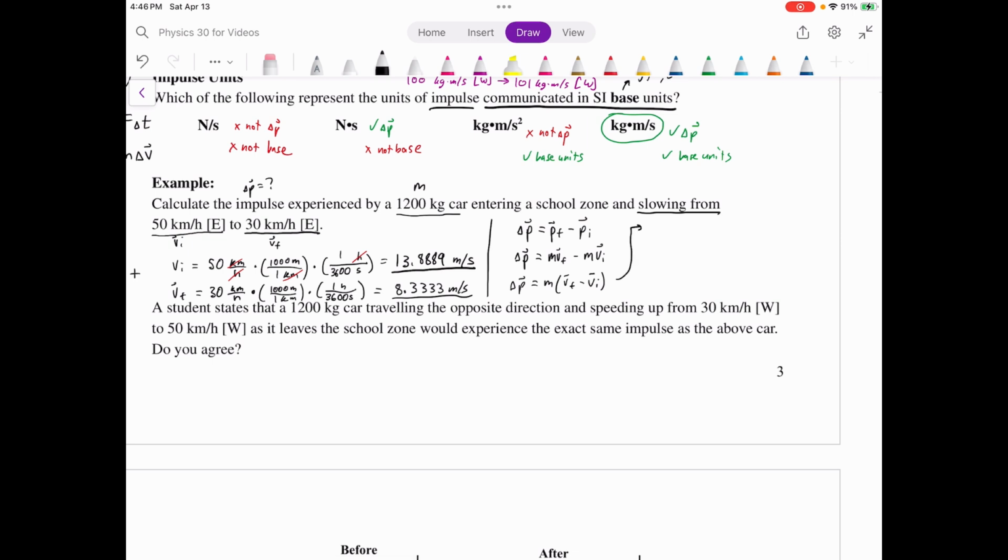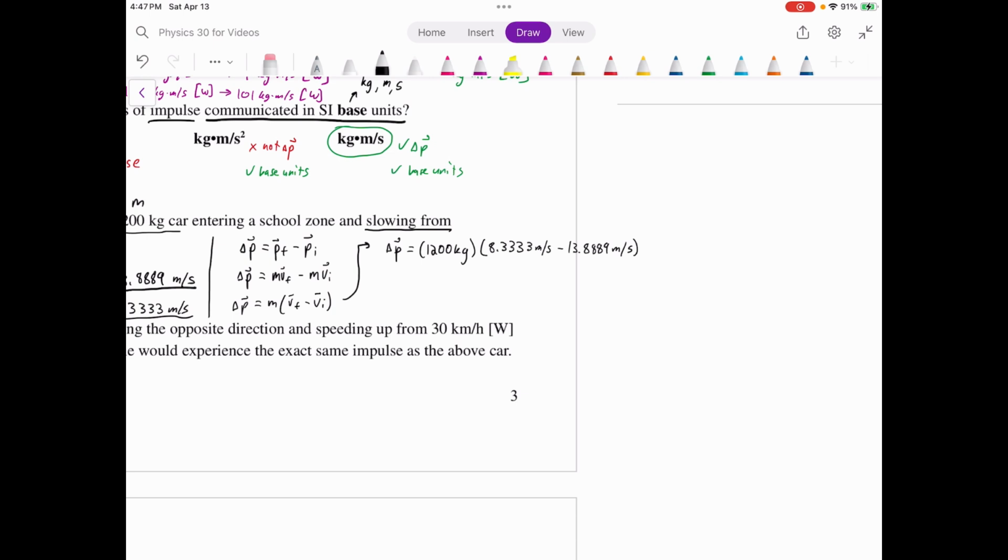So again, I'm calling east positive, so I'm going to make both of those velocities positive when I actually put them in here. And being careful not to mix up final and initial, right? So it's final minus initial. And our mass was 1,200 kilograms, so I'm going to do 1,200 kilograms times the change in velocity.